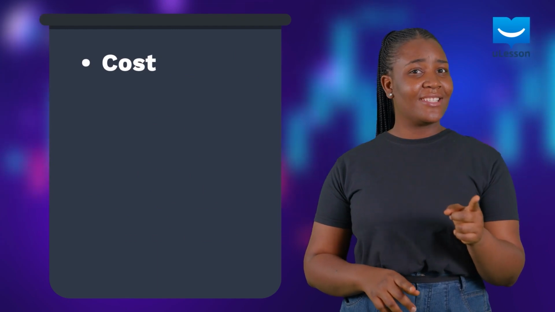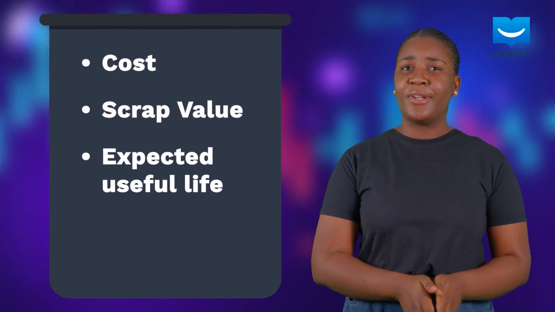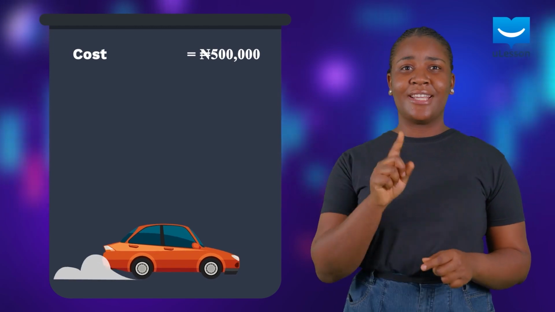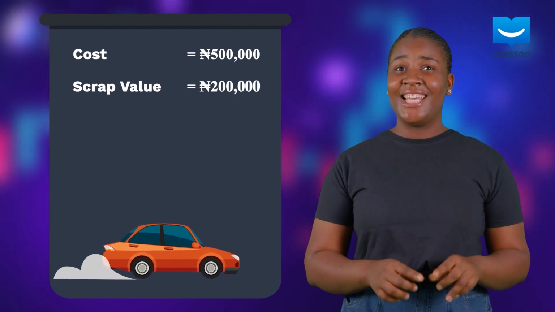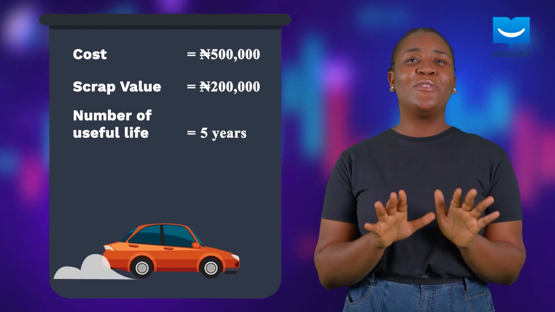There are 3 variables here: the cost of the asset, the scrap value of the asset, and the number of expected useful life of that asset. To explain these variables, let's take an example of a car that was purchased for 500,000 naira. This car was driven for 5 years, after which it was sold for 200,000 naira. The cost of the car is 500,000 naira, the scrap value is 200,000 naira, and the number of useful life is 5 years.